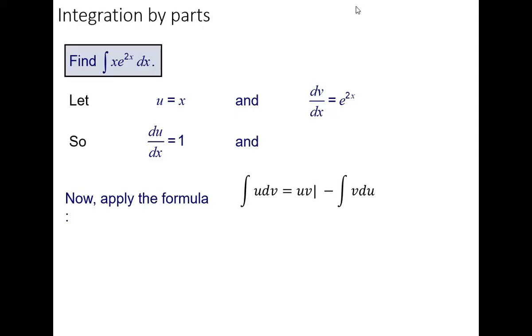In our second example, we are finding the integral of x e raised to the power 2x dx, okay? And once again, it's a product of two functions. So it means we use integration by parts, right? And carefully select your u. So here u is x. Then dv will also be what?